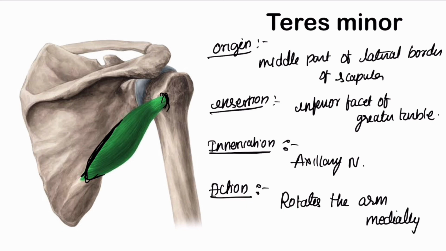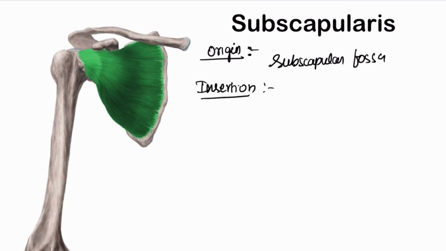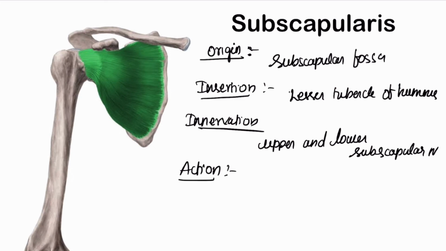Now let us look at the subscapularis muscle. This is the subscapularis muscle. Origin. This originates from the subscapular fossa. Insertion. It inserts onto the lesser tubercle of the humerus. Innervation. Upper and lower subscapular nerves. And the action. It helps in medial rotation. And that's all about the subscapularis muscle. And that's all about the muscles in the pectoral and scapular regions.